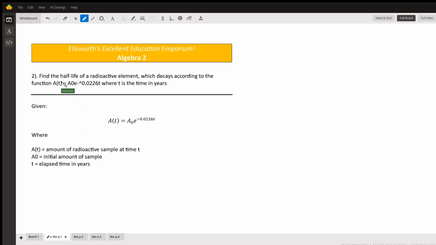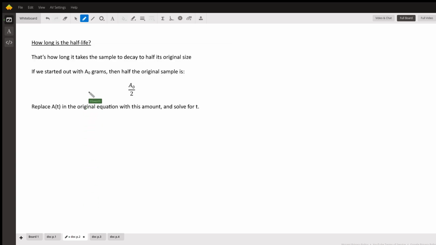Now we need to find the half-life, which is how long it takes for the sample to decay to half its original size. So if we start with A0 grams, then after we get to the half-life, we're left with A0 over 2, which is how much of our sample we have left. So replace A of t with this amount and solve the equation for t. Let's do that.